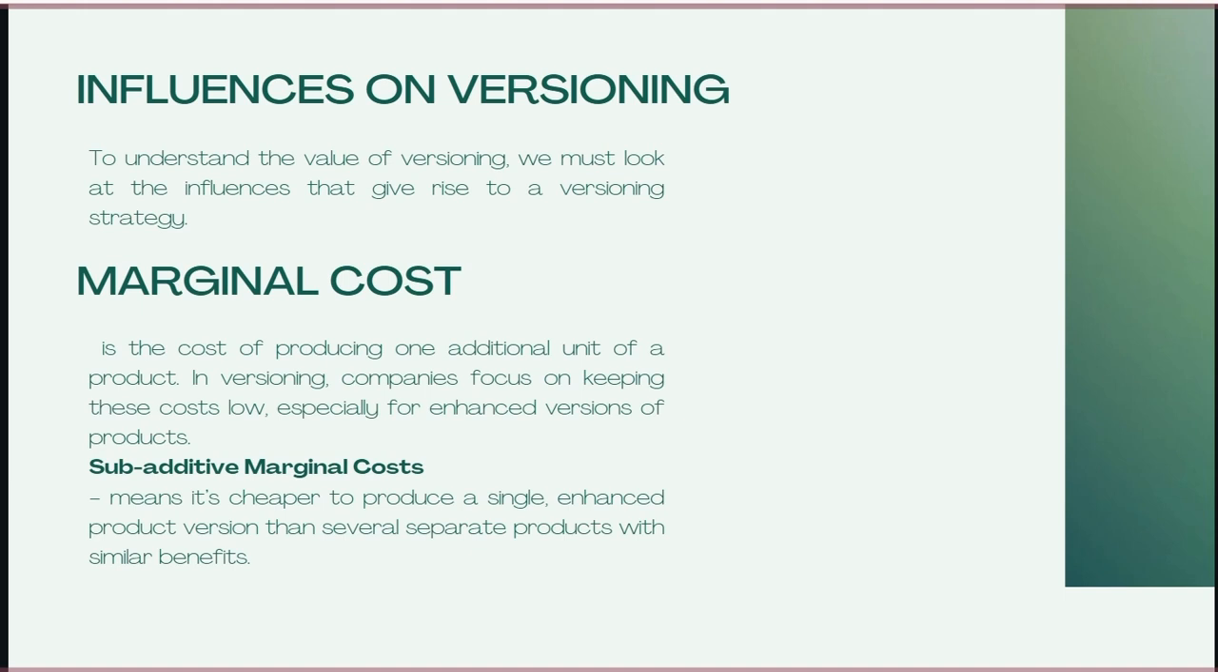For example, sub-additive marginal cost makes versioning more profitable by reducing production expenses. Ang sub-additive cost means it's cheaper to make one improved version than to create separate items that deliver similar benefits. So like sa mga hard disk manufacturer, it costs them less to produce a single hard drive with twice the storage than two individual ones. So this cost structure also allows companies to offer a lower price for enhanced versions than if they sold each item separately. So as a result, the demand can increase because customers see good value and the firm captures higher profits. Next slide, please.